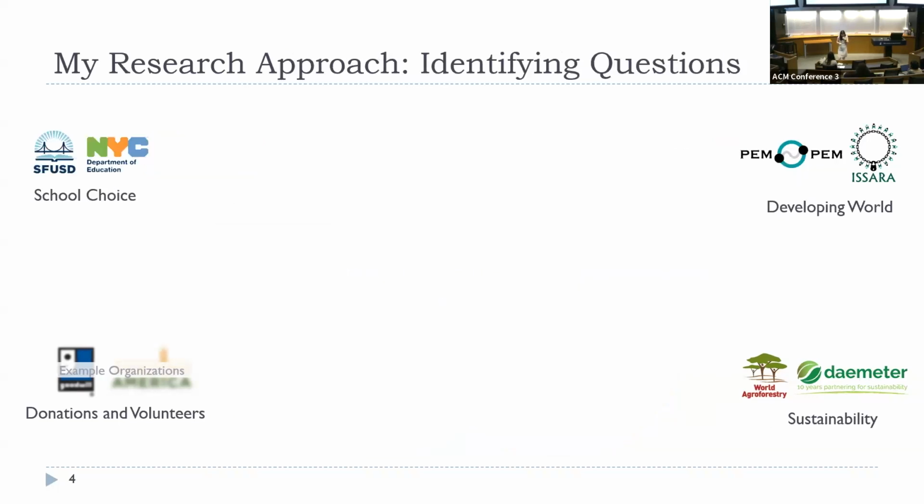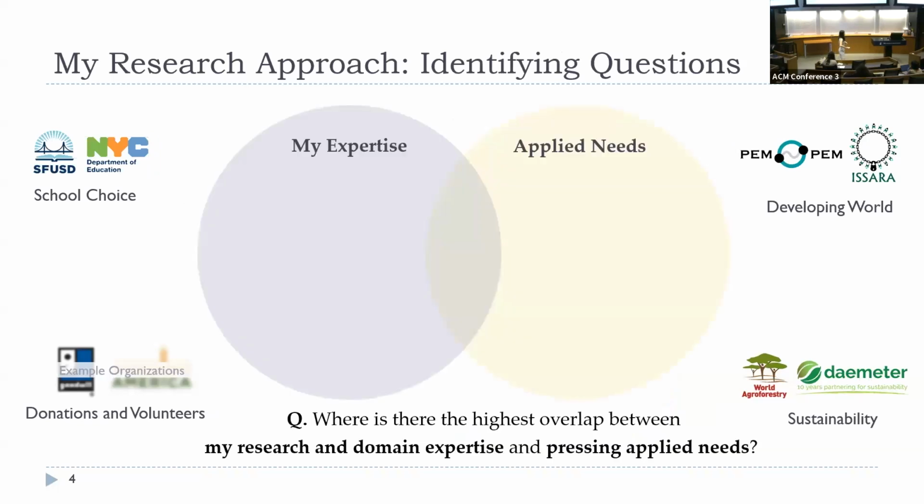My approach, and I'm not saying this has to be your approach, to identifying impactful research questions is the following. I try to ask, where is there the highest overlap between my expertise and applied needs? Let me dig into this a little bit. When I talk about expertise, we actually all have a lot of different kinds of expertise. There are two kinds that I like to distinguish: research expertise and domain expertise.